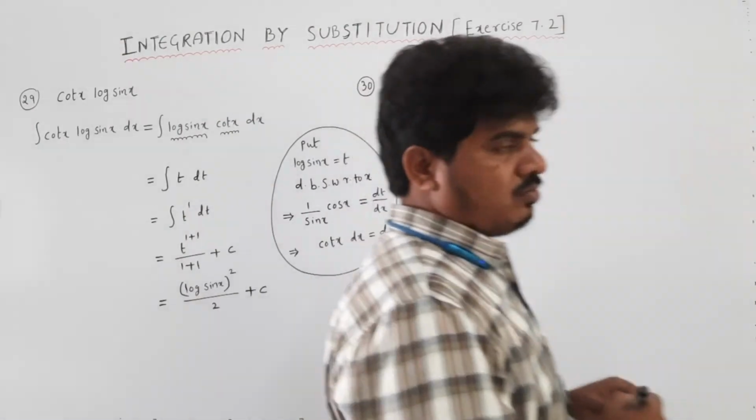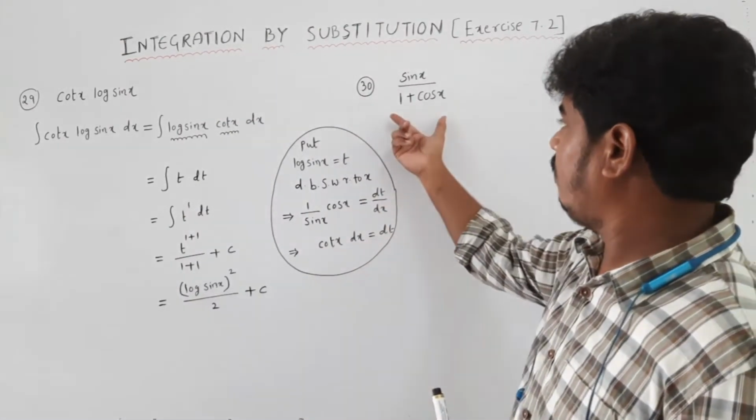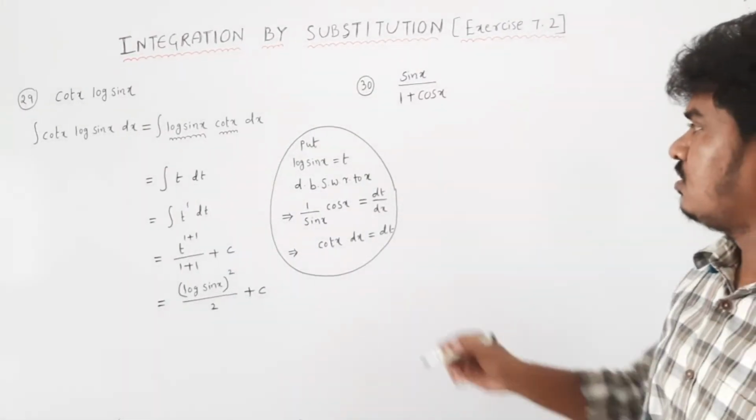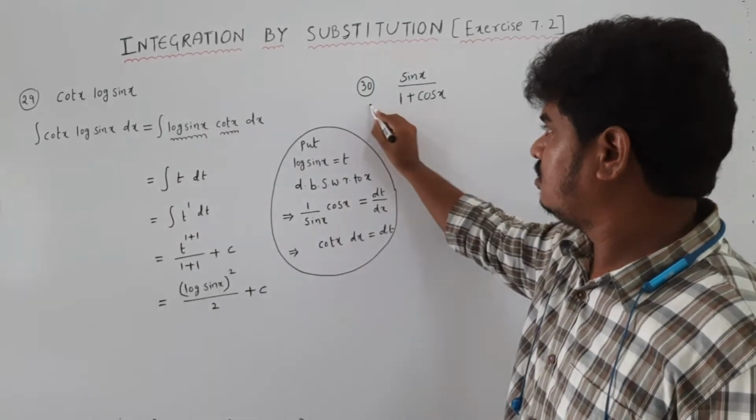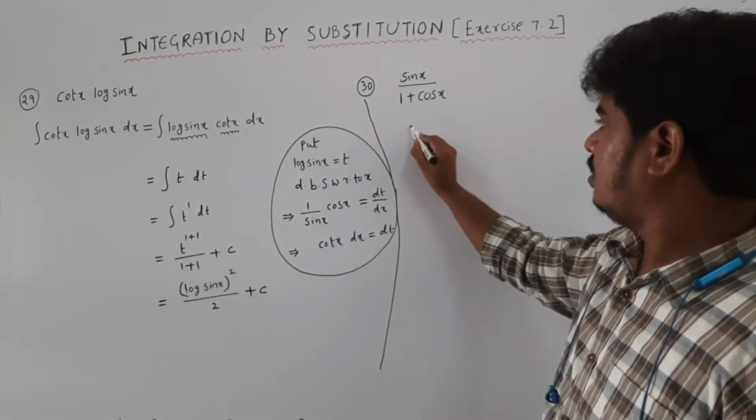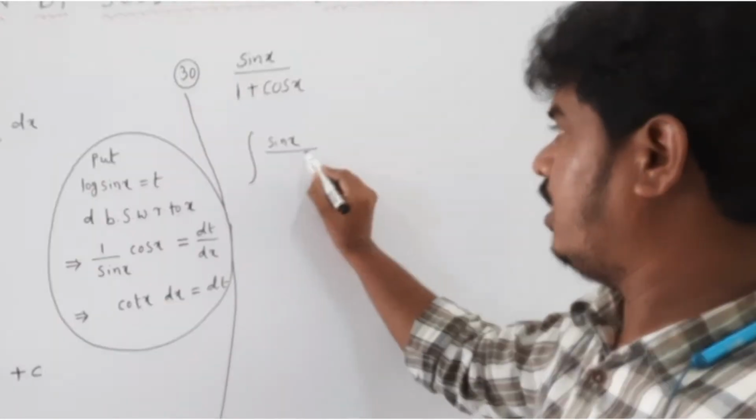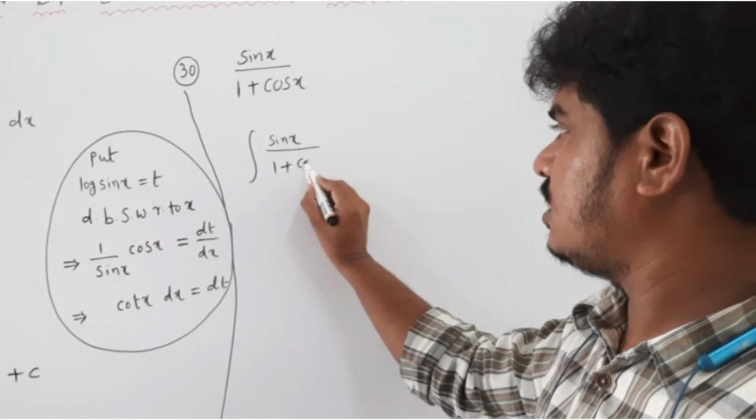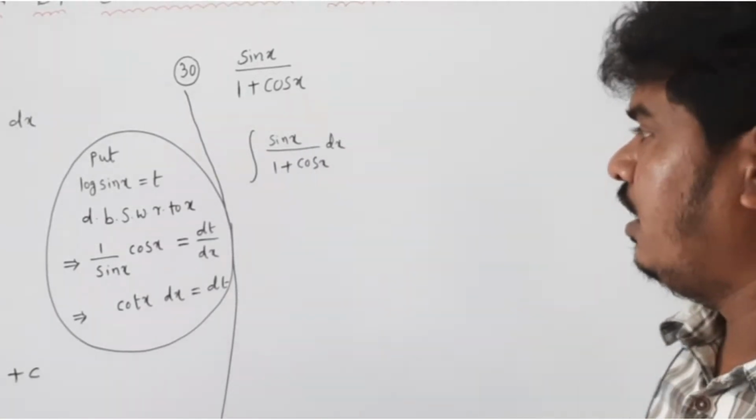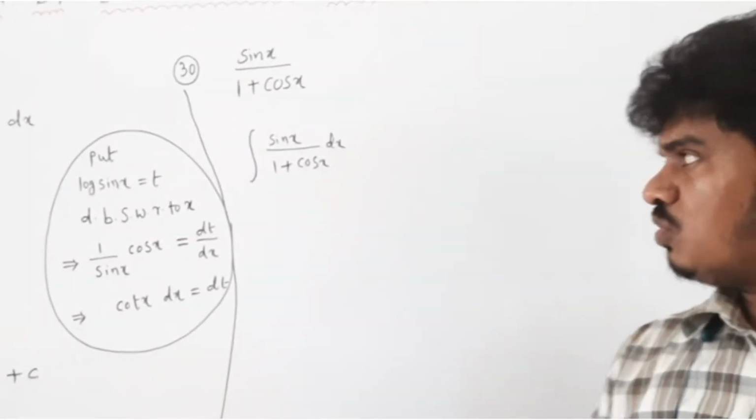Next, 30th. What is the integral of sin x divided by 1 plus cos x dx? Here I am going to take 1 plus cos x equals t.